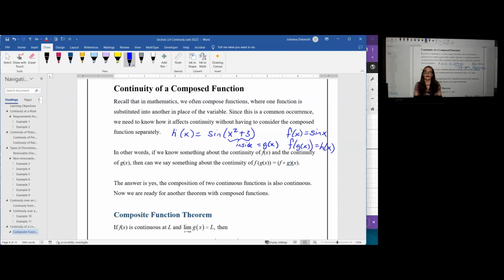The question is, if I know something about the continuity of the outside function, like sine, and I know something about the inside function, x squared plus 3, can I say something about the continuity of the composed function, sine of x squared plus 3? And the answer is yes.